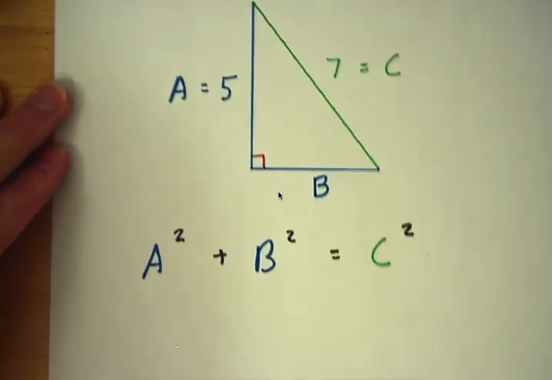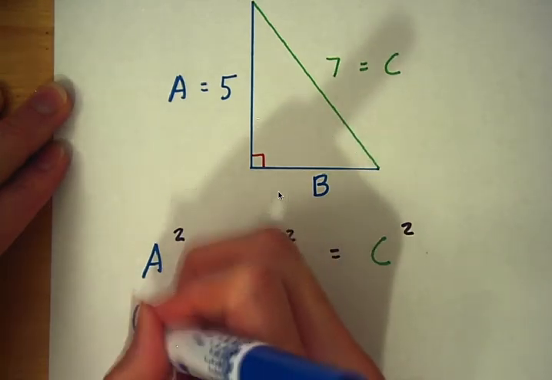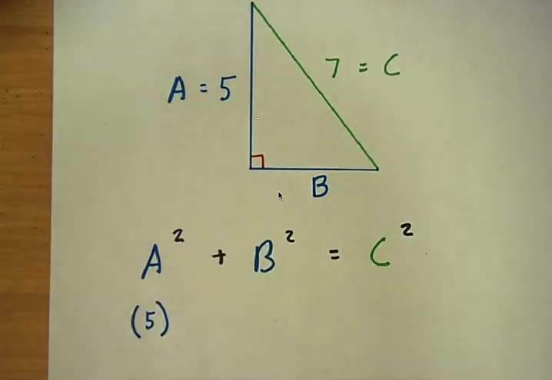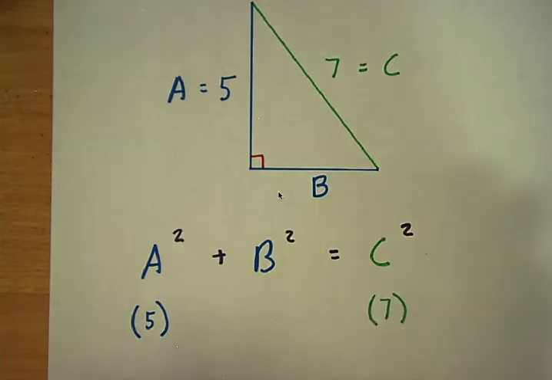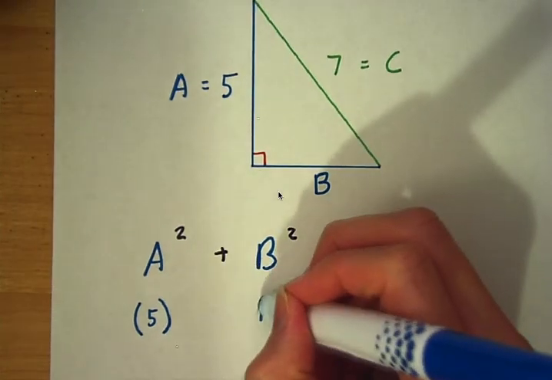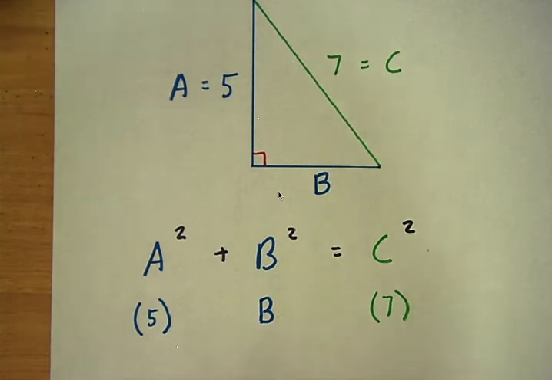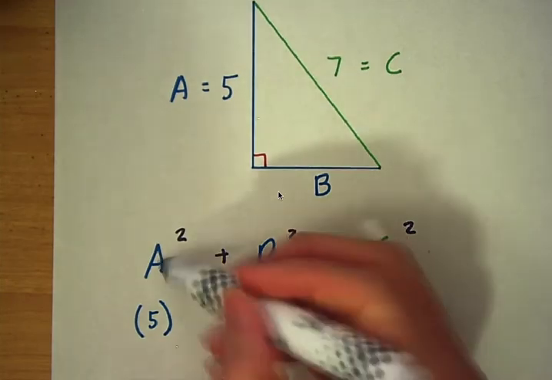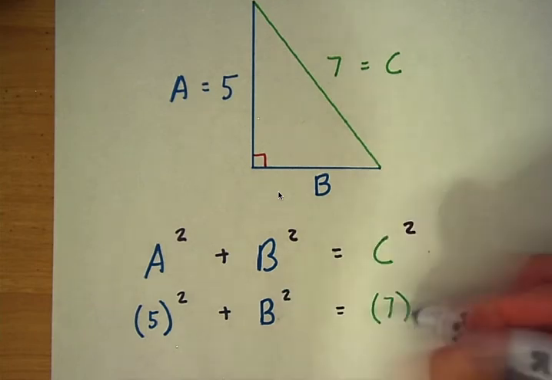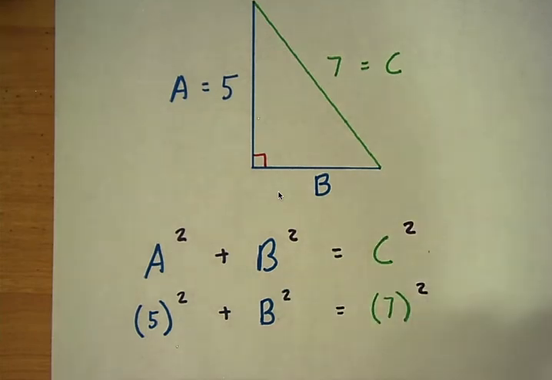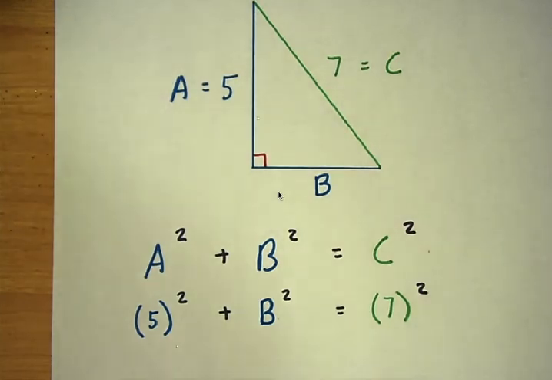Okay, now let's substitute these values into my equation here. So I'm going to change the A into a 5. I'm going to change the C into 7. It's always a good habit, when you substitute, to substitute the value by putting it in parentheses. So I change the A to 5. I still have squared plus B squared equals C, change that to 7 squared. Okay, now we just have to solve for B.